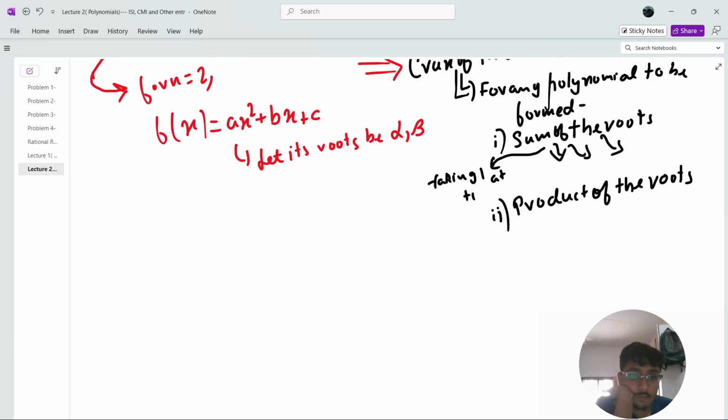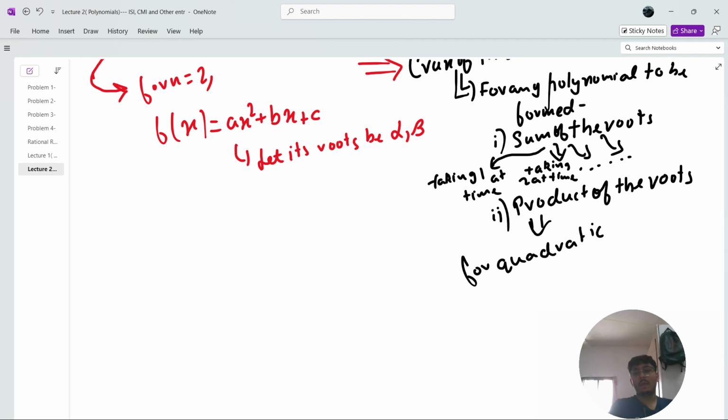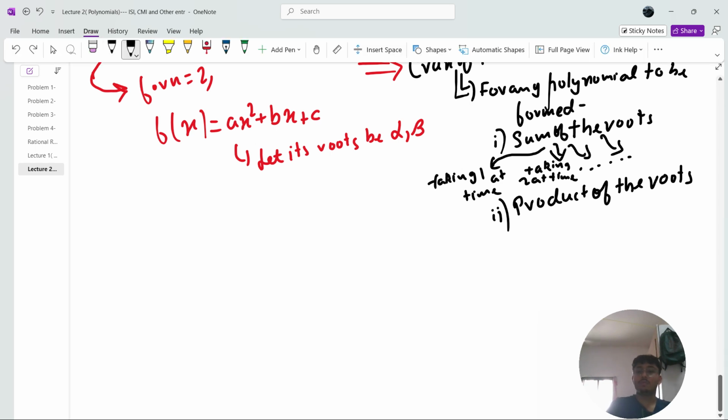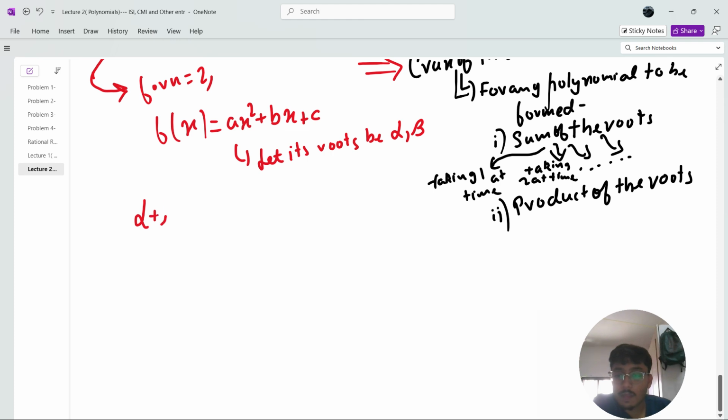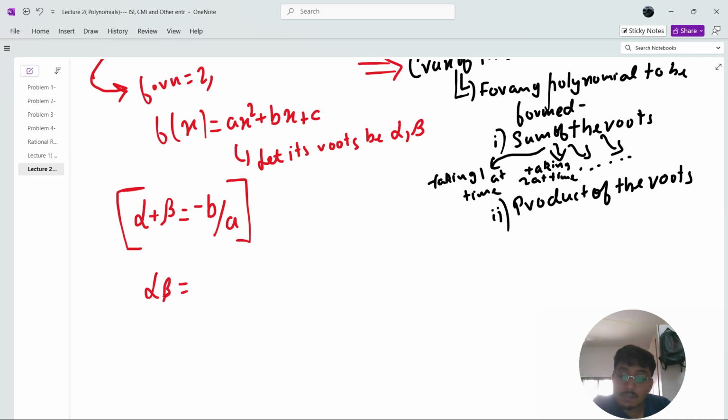Taking one at a time, taking two at a time, and so on. The logic is for quadratic, or probably I will say this afterwards. Coming back to what we need here, my sum of the roots alpha plus beta is minus b by a. These are some minute things which you need to remember. And my alpha beta is c by a.